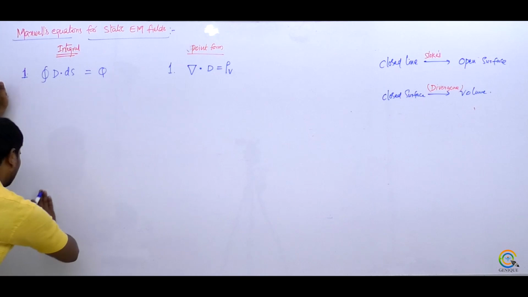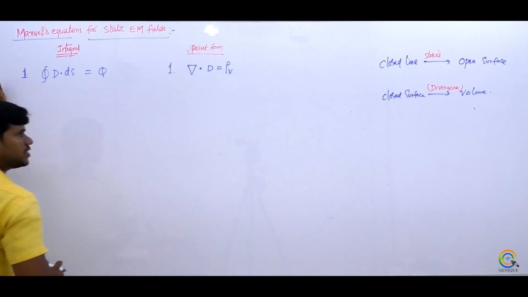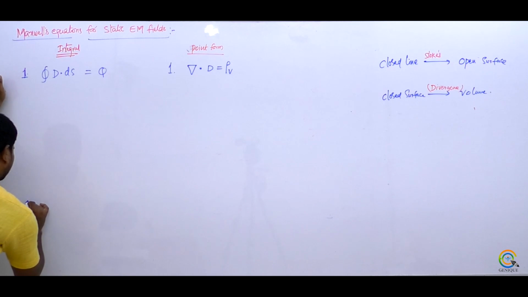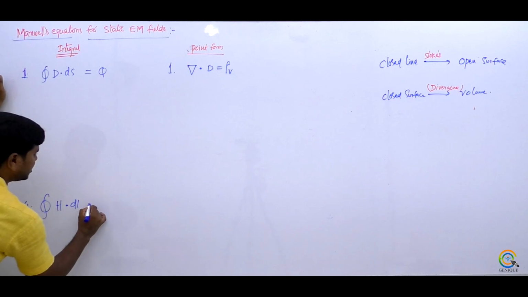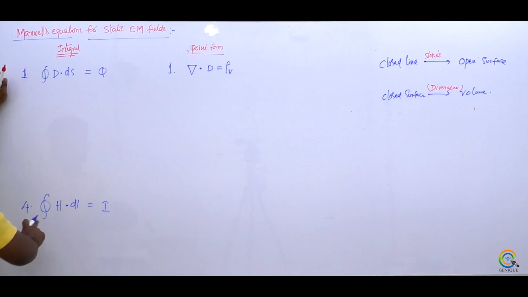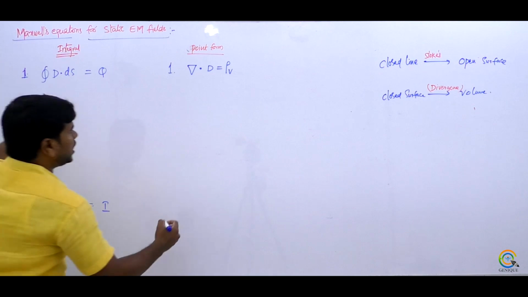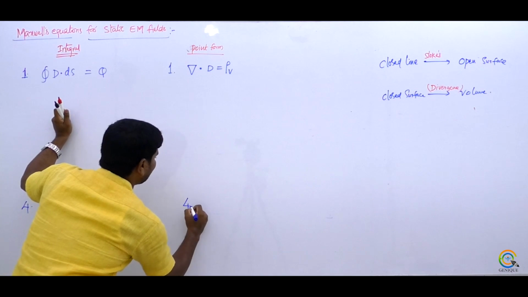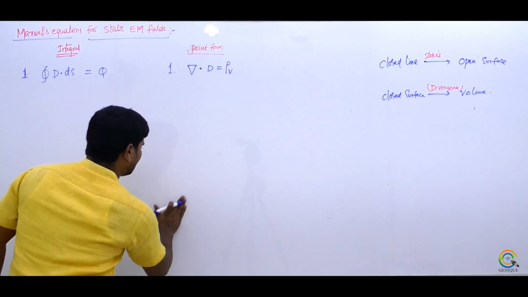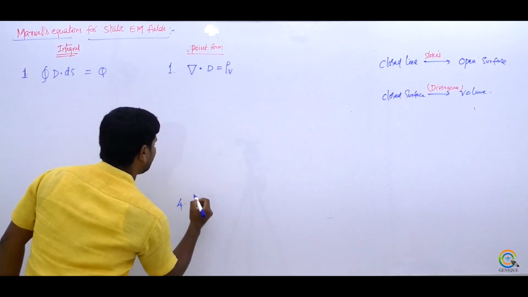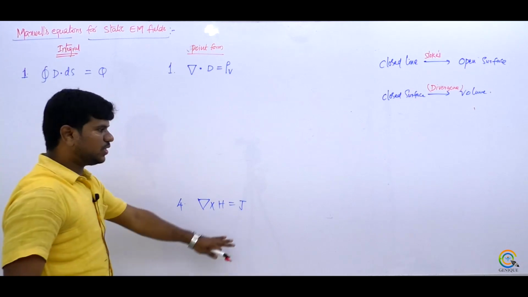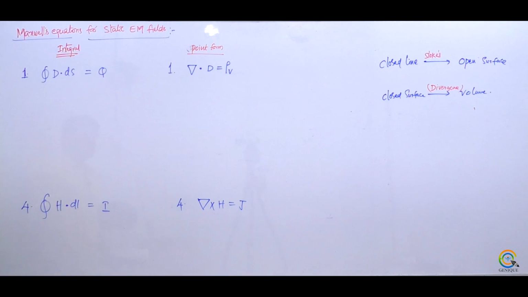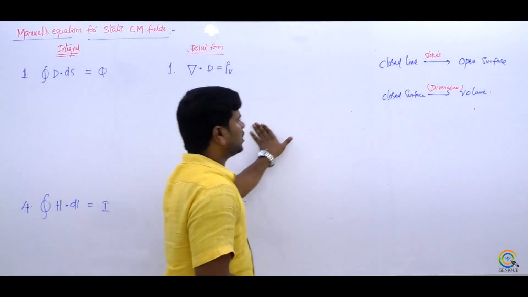Already we know one more equation, that is Ampere's law. What is Ampere's law saying? The closed line integral of H dot dl is equal to I. I am writing this as the fourth equation. The point form of this Ampere's law is del cross H is equal to J. We know these equations already. We proved these equations and how we got them.